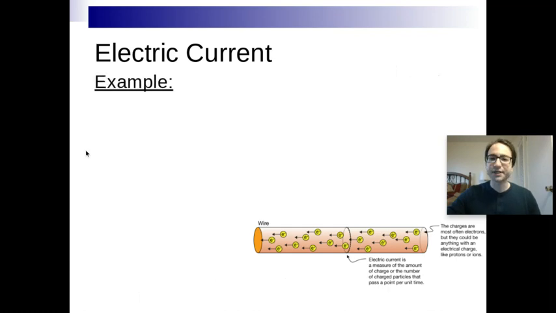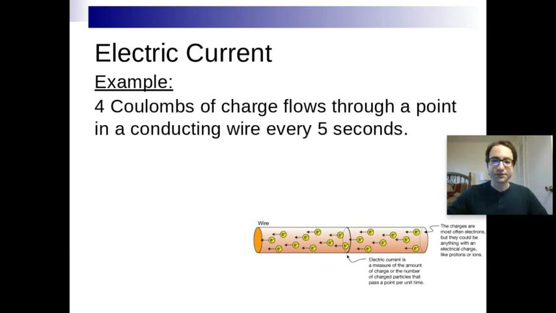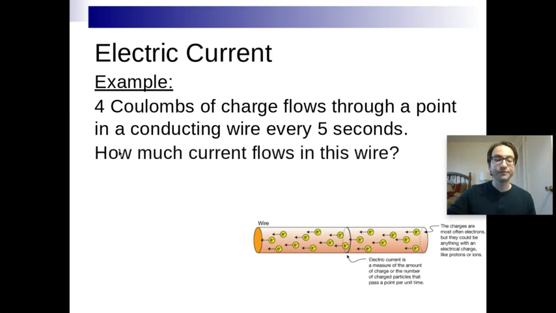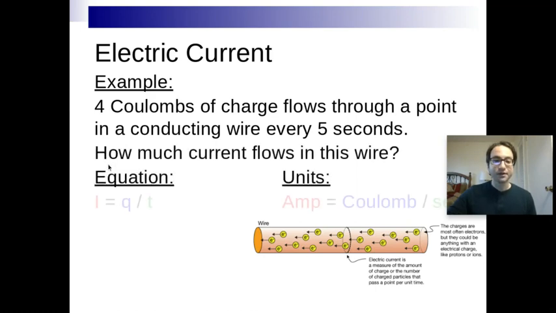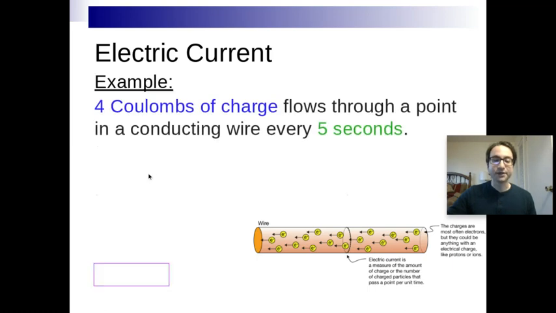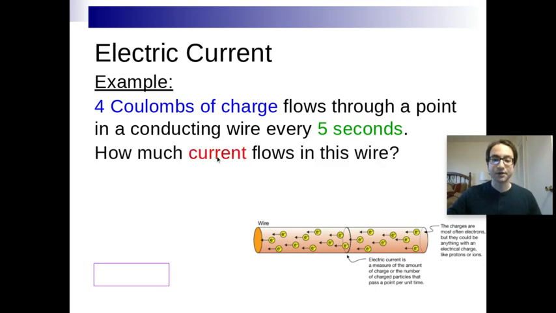All right, so let's just take a look at an example of this new equation for current. Let's say we have 4 coulombs of charge flowing past a point in a conducting wire every 5 seconds. Well, we've got a charge, we've got a time. If we're trying to solve for how much current flows through, we're going to use that equation. Once again, current is charge over time. I use blue for charge and green for time. Current, I used red.